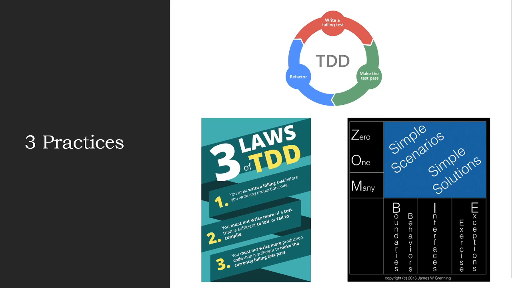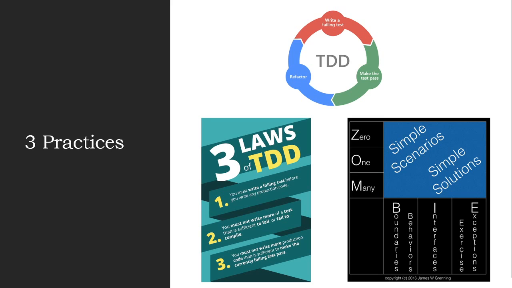Okay. Write a failing test, make it pass, and then refactor. Then there's the 3 laws. So you have to write a failing test before you write any production code. You must not write more of a test than is sufficient to fail. And by the way, failing to compile is a failure. And then 3, you must not write more production code than is sufficient to make the currently failing test pass.